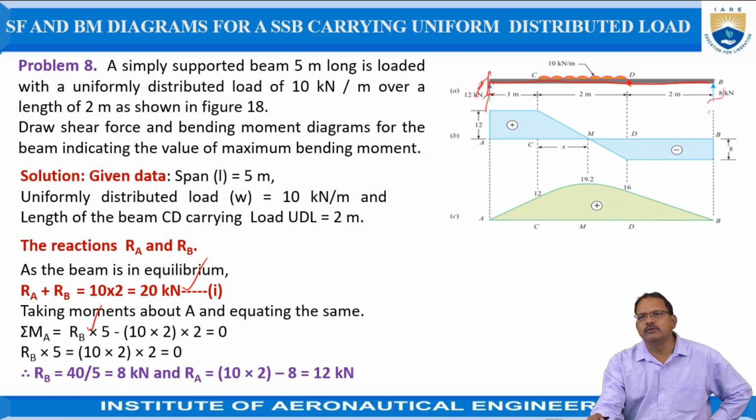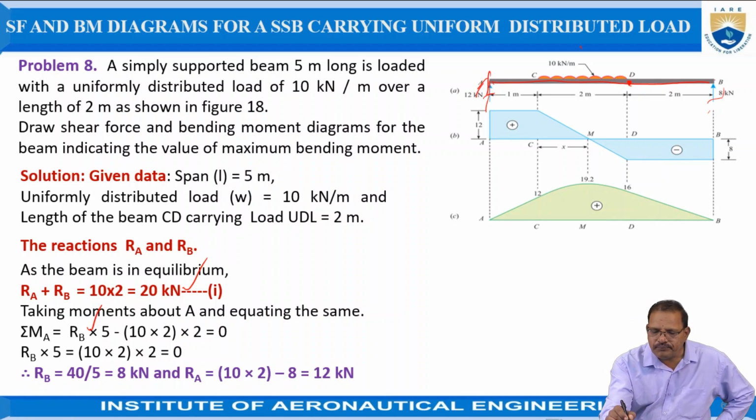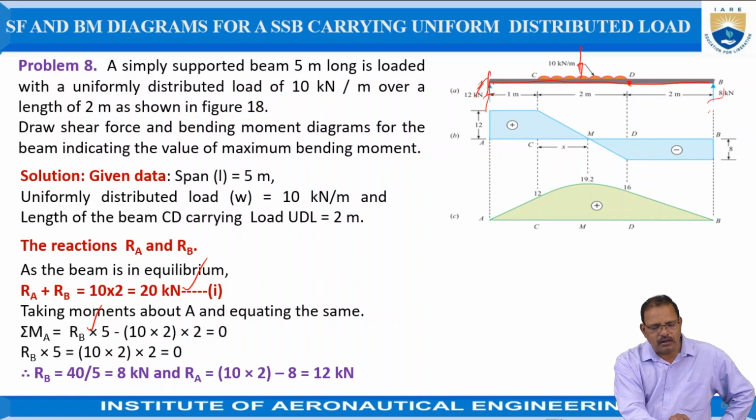Total force is equal to 10 into 2, but it is acting in the middle. Middle means nothing but 1 meter plus 2 by 2, which is equal to 2. That is 10 into 2, the total load, multiplied by 2, which is equal to 0. From this relationship we got RB is equal to 40 by 5, which is equal to 8 kilonewtons. RA is equal to 12 kilonewtons.